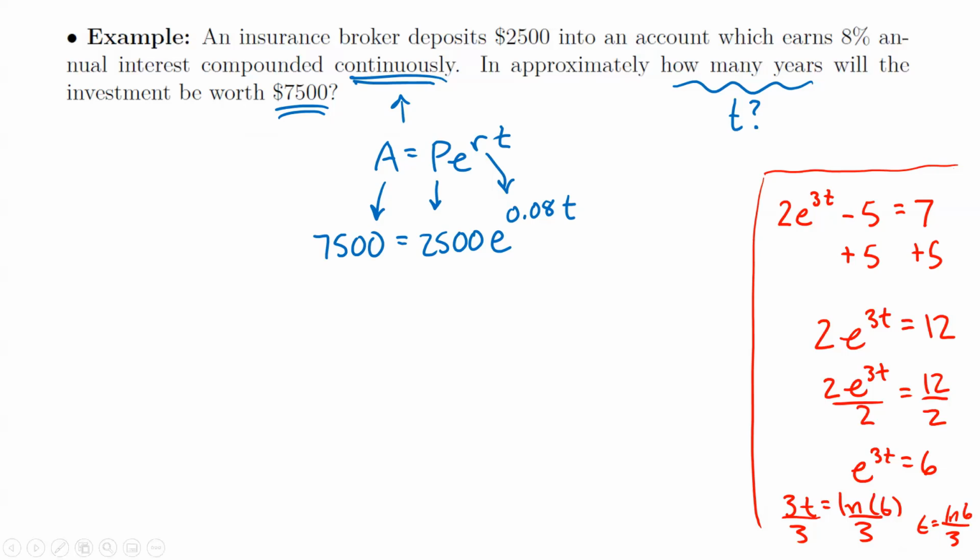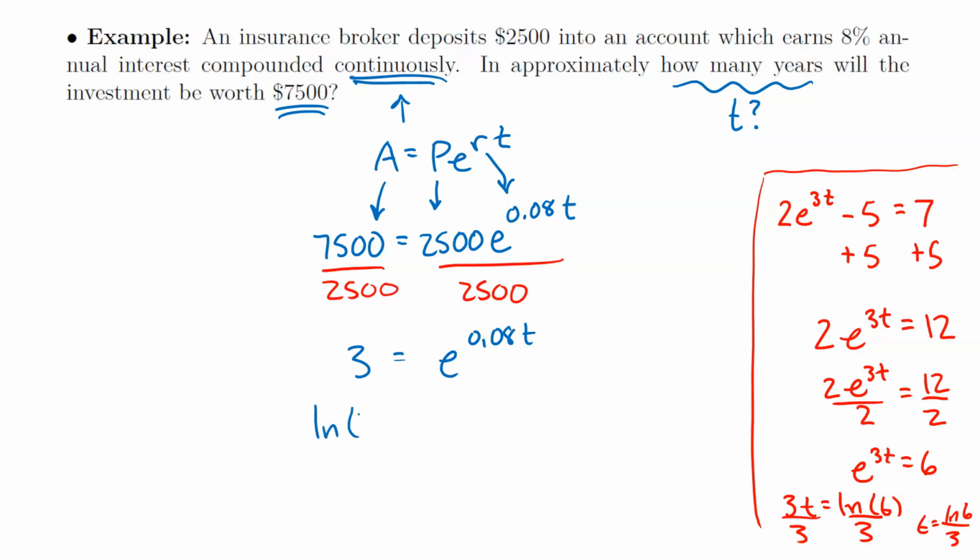Okay, so we know how to do that. We've worked on that before. Here, this is the same thing, it's just the numbers aren't quite as nice. So I look at this and I see, you know what? I need to get the exponential by itself. So let's divide by 2,500 on both sides. So on the left side, we end up with 3, and on the right side, e^(0.08t).